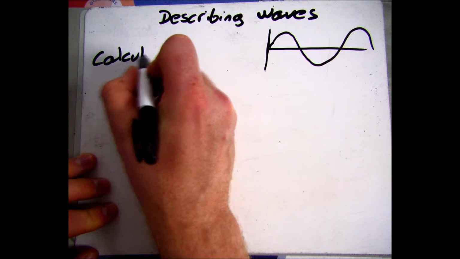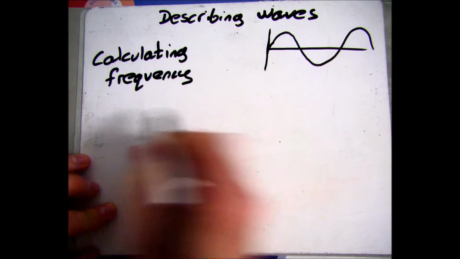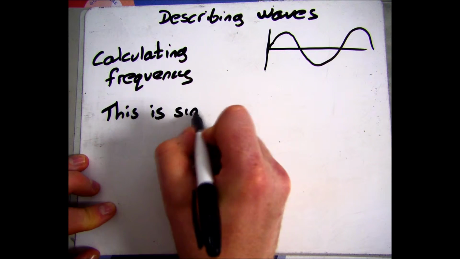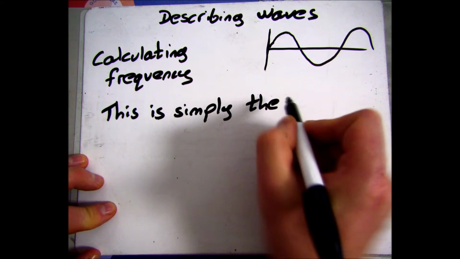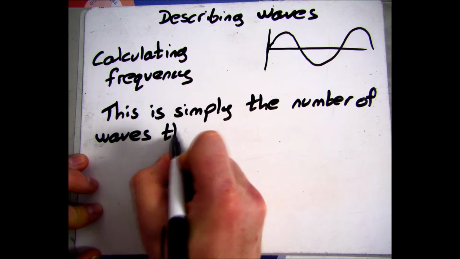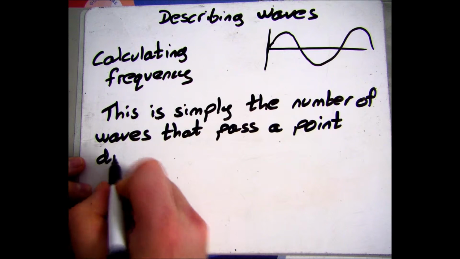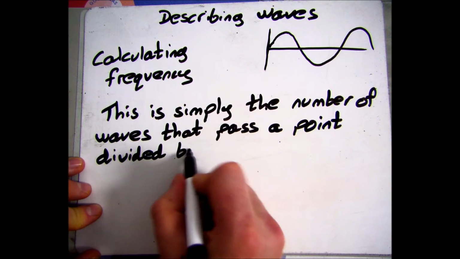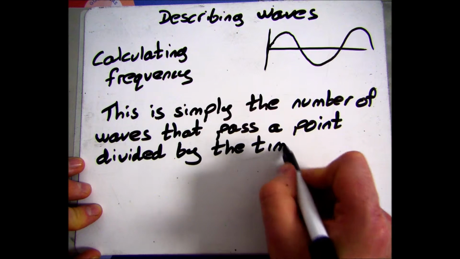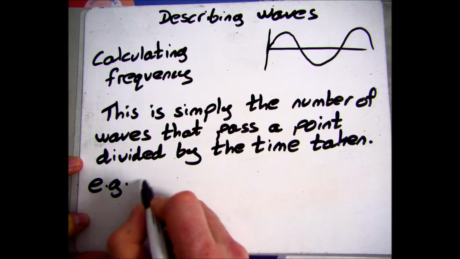Sometimes you'll be given the information to calculate the frequency of a wave. In this instance, you'll be given the number of waves passing a point in a given unit of time. And all you've got to do really is just divide the number of waves that pass the point by the time it took for those waves to pass the point. So the number of waves divided by the time taken, and that will give you the frequency in hertz.